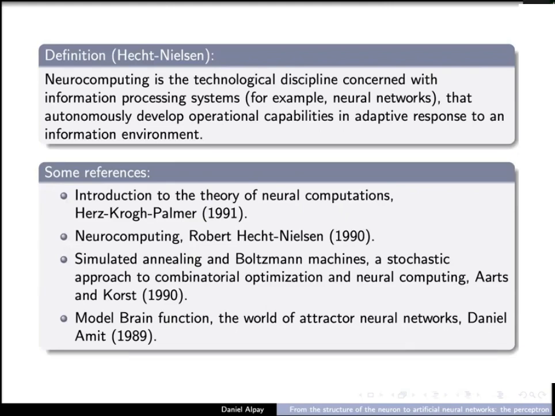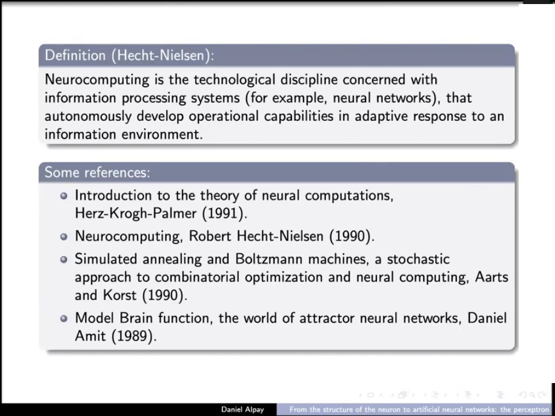And some references, not really related to the talk, but to neural computing in general. Very interesting references. The last one, on modeling brain function and the world of attractor neural networks by Daniel Amit, is of special interest because it really shows how dynamical systems appear here. Another one has a strange title in some sense, simulated annealing and Boltzmann machines, and I will discuss what that is in the next slide. And then we'll go more to the topic of the lecture.